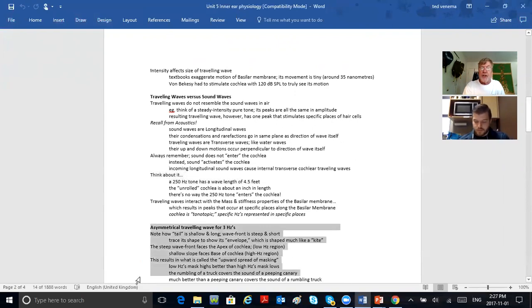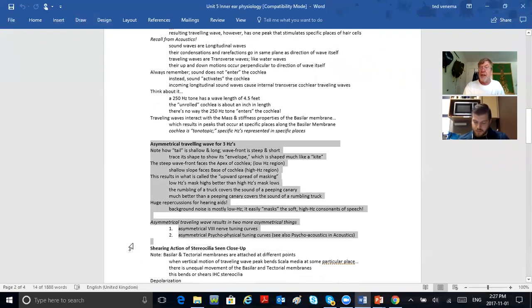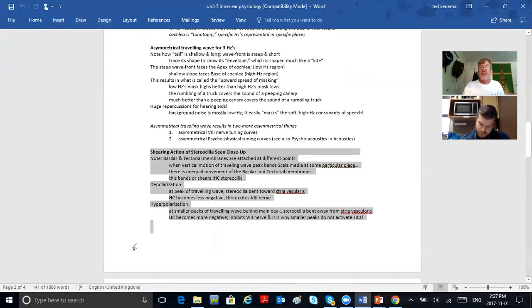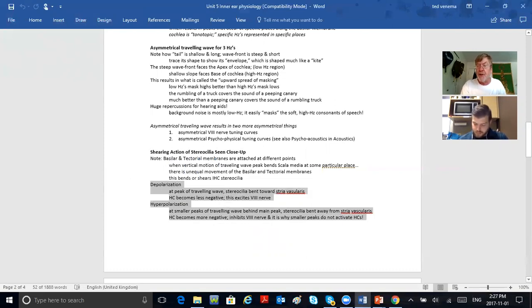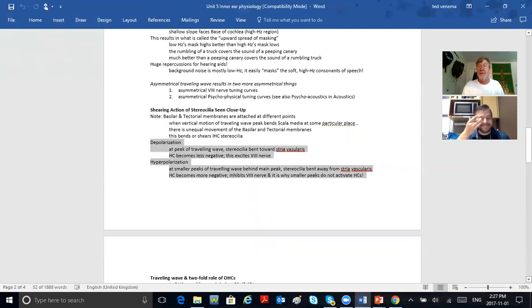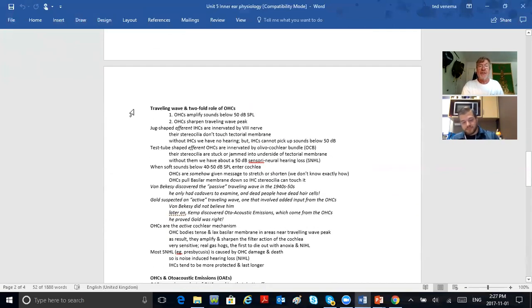Next section talks about the asymmetrical traveling wave. Put a star by that section. That's called the upward spread of masking. It talks about the truck versus the canary. Next, the shearing action of the stereocilia seen close up. Now, over here, I'll tell you FNO, freak not out. I couldn't care less about this stuff that I'm highlighting right there. Depolarization, hyperpolarization, don't worry about it. That's FNO, for nerds only, okay? Doesn't matter. Here, put a star by that.